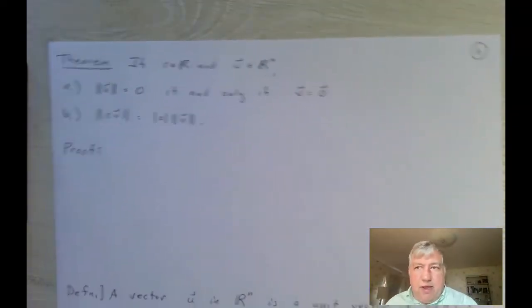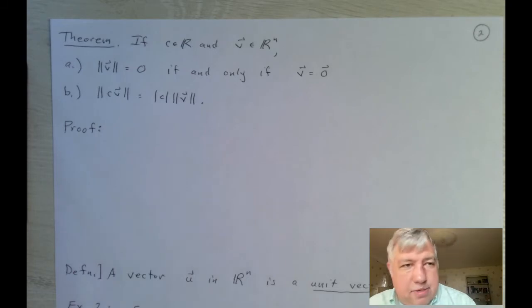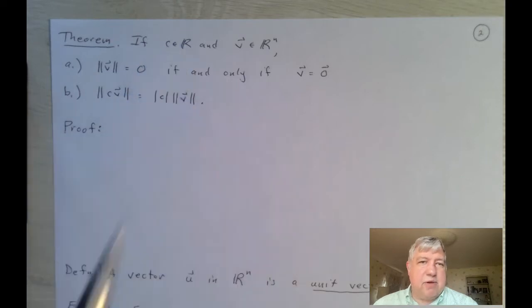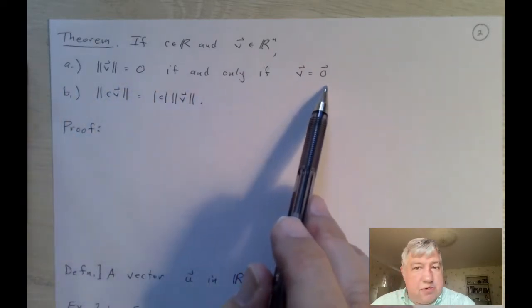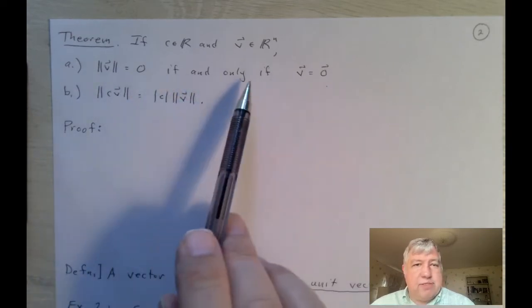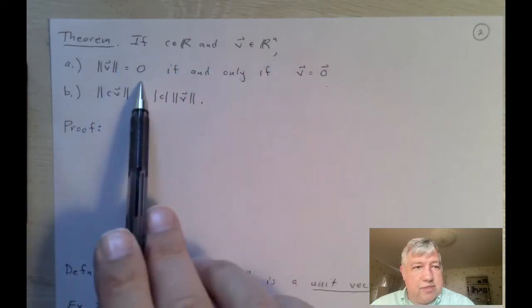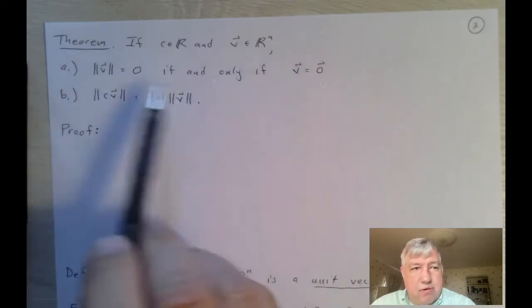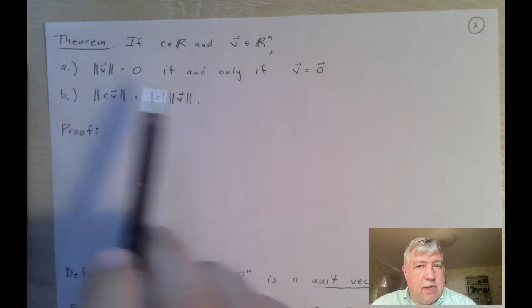The first theorem of today isn't really that big a deal. It says that if c is a real number and v is a vector in Rn, then the only way the length can be 0 is if the vector is 0, and vice versa. Remember, if and only if says that if one of these is true, then the other is true, so this implies this, and this implies this. One thing to keep in mind is that I put a hat over this 0 but not this 0, because this is a number, a scalar quantity, whereas this is a vector quantity.